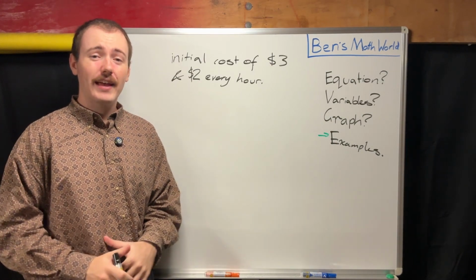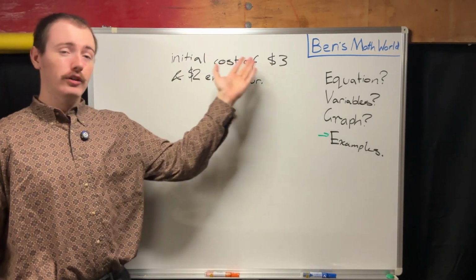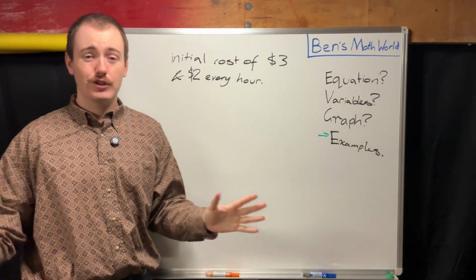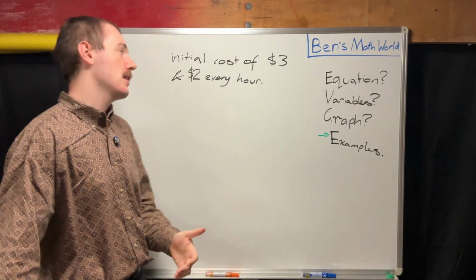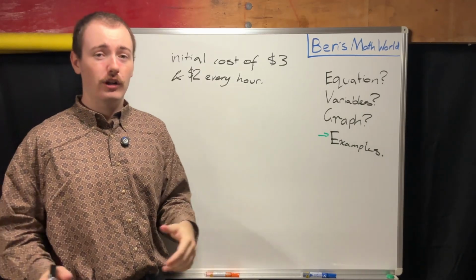So guys, in this example, you're going to be wanting to rent a bike in the city. So the initial cost of renting the bike is $3. So just to take the bike out, you have to give them $3. And then for every hour you're renting the bike afterwards, it's going to cost you $2 an hour.